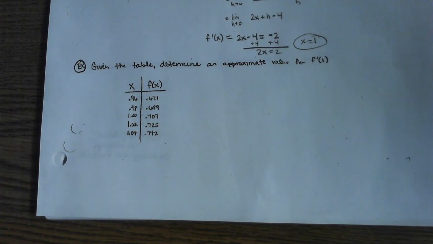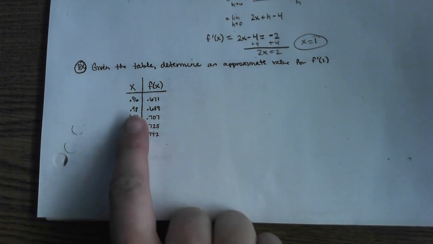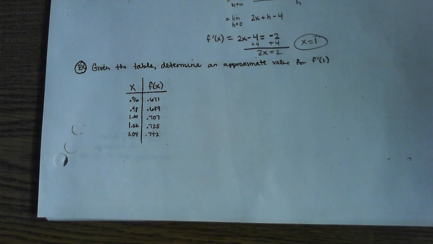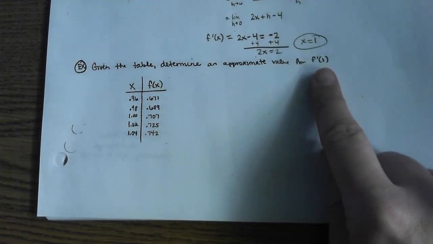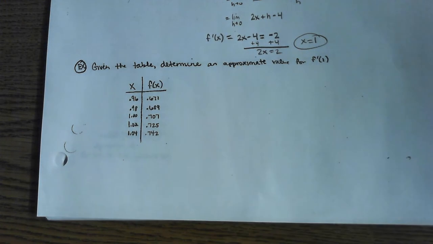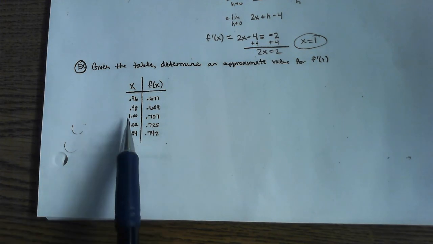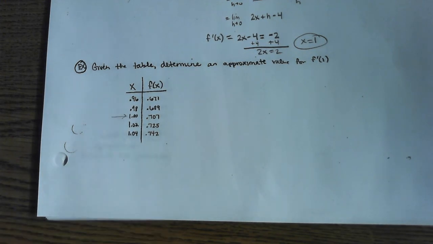Here we have a table, and this table is giving us points. So 0.96 has a 0.671 y coordinate, 0.98, 1, 1.02, 1.04. This wants the derivative, or the slope, at 1. So if you want the slope at 1, what's the best we can do here?